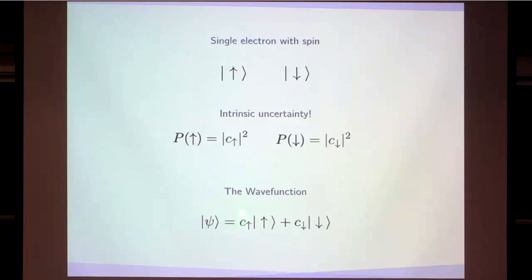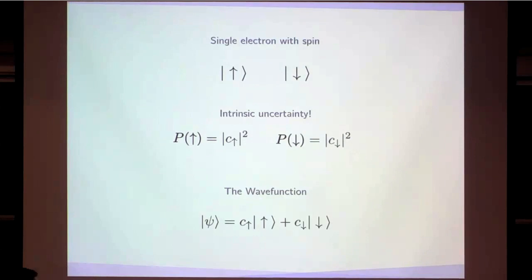It's expressed as two different coefficients, one for the state up and one for the state down. These coefficients are related to the probability that you would find that outcome if you measure, so those are the square. And this intrinsic uncertainty resides in this principle, which is called superposition. So the electron can be found in a superposition of these two states. Superposition itself is kind of a hard concept. We don't have any counterpart in the classical world.